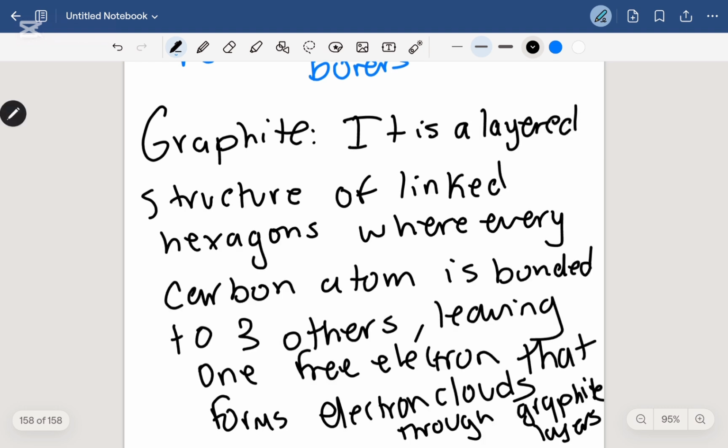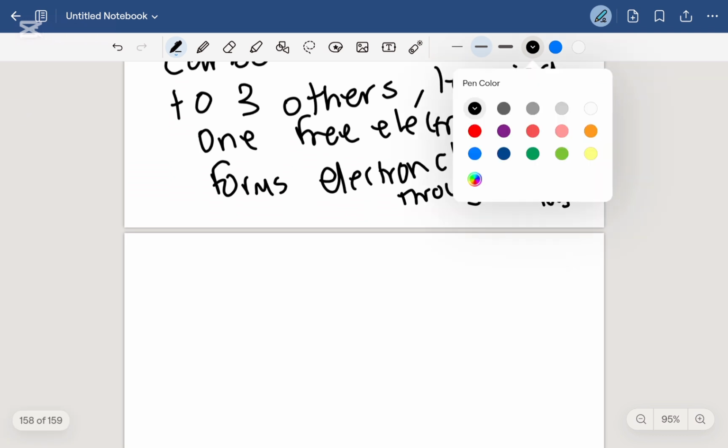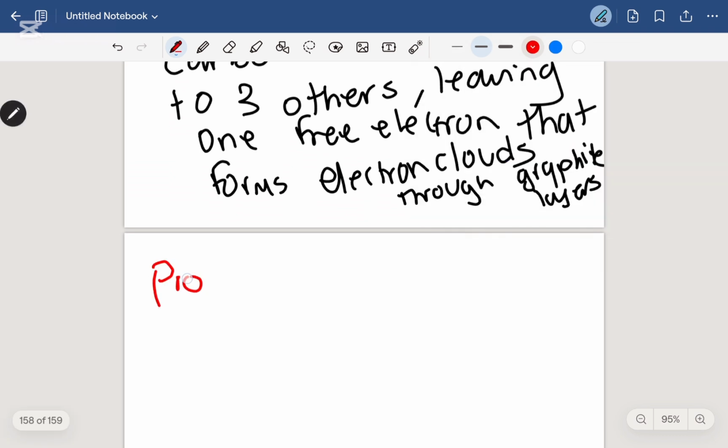So let me just write. Graphite is a layered structure of linked hexagons where every carbon atom is bonded to 3 others, leaving 1 free electron that forms electron clouds through graphite layers. So now we are going to discuss the properties of graphite.